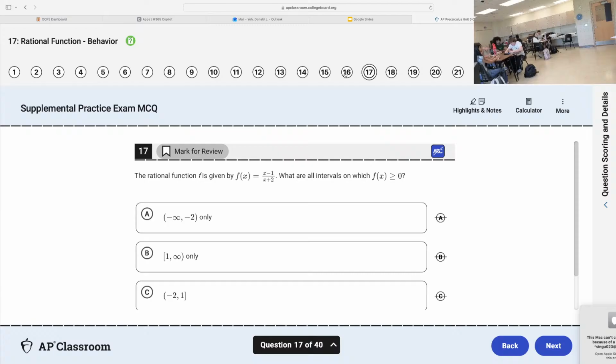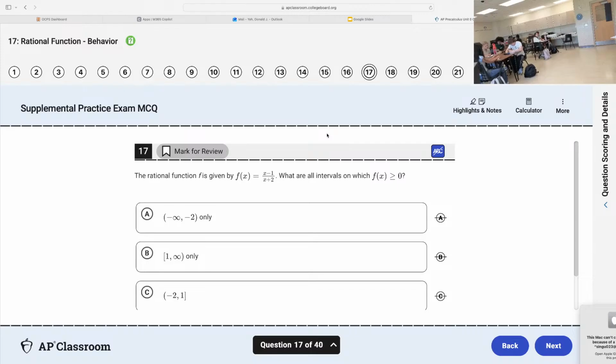Do you guys get a right answer, and do you know how to do it with or without a calculator? There's a rational function f of x equal to x minus 1 over x plus 2. What is the interval where f of x is greater than 0? What's the correct way to do it besides guessing? What's the number line test?